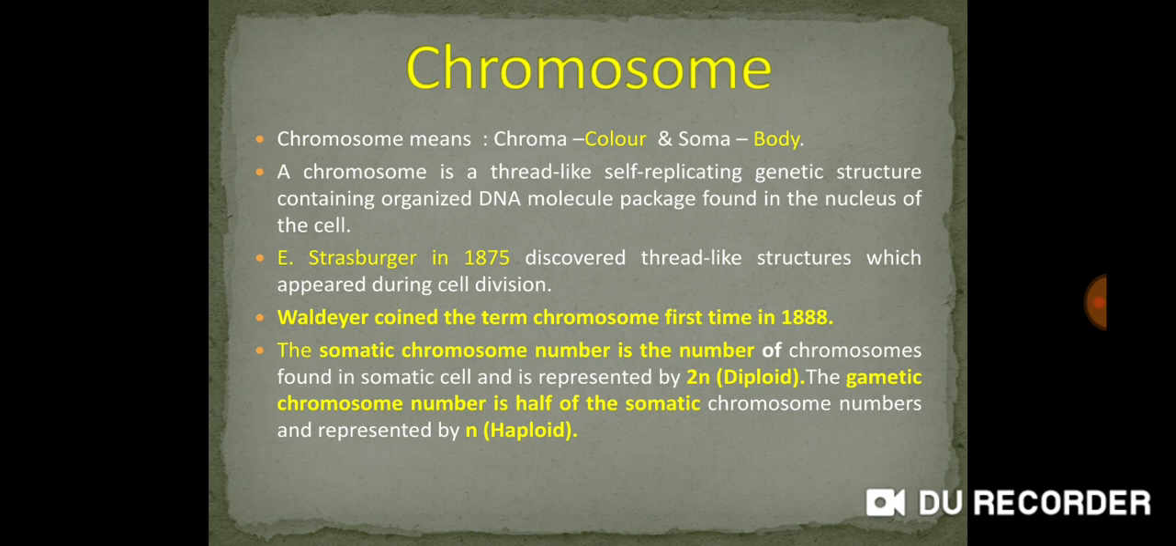The somatic chromosome number is found in somatic cells and is represented by 2n, that is diploid. The gametic chromosome number is half of the somatic chromosome number and is represented by n, that is haploid.